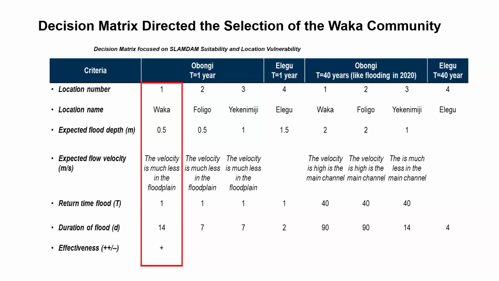So we found that, and what we saw from the pictures, that Waka is more vulnerable, and the flood impacts are a little bit higher. And this is how we came to zero in on Waka as opposed to the other 2 areas of Forigo and Ekiniminji, but of course both in Obongi. So we went ahead to pilot the deployment of these dams at Waka.